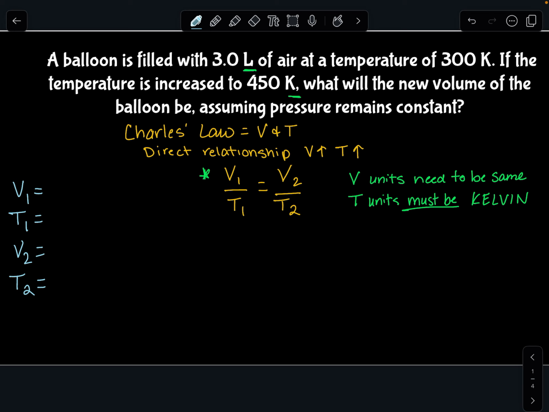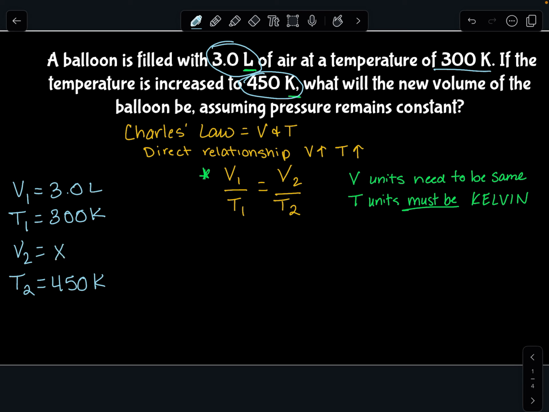If I read here, a balloon is filled with 3 liters, so that's my V1, at a temperature of 300 K, so that's my T1. If the temperature is increased to 450 K, so that's my T2, what is the new volume of the balloon assuming pressure remains constant? We're looking for the second volume, and we're going to call that missing volume X.